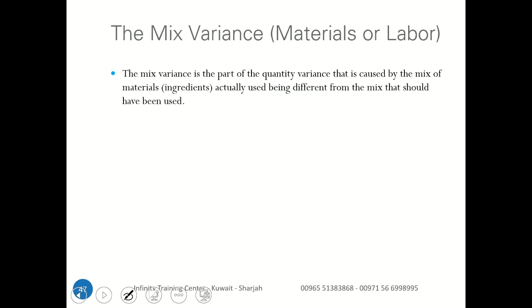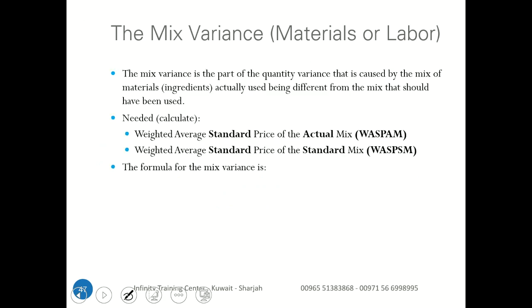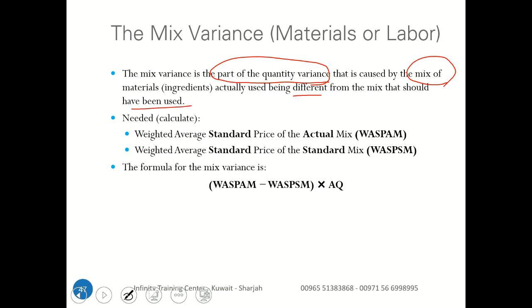Okay, we will see here what mix variance is. Mix variance is part of quantity variance. So as we said, quantity variance we are splitting into two. And if we add mix variance and yield variance, it should match the quantity variance. So mix variance is only a part of quantity variance that is caused by the mix of the materials, or we can say the mix of the ingredients is different from the mix that should have been used.